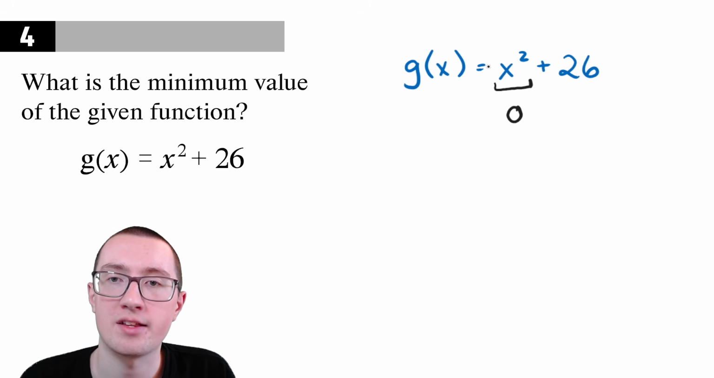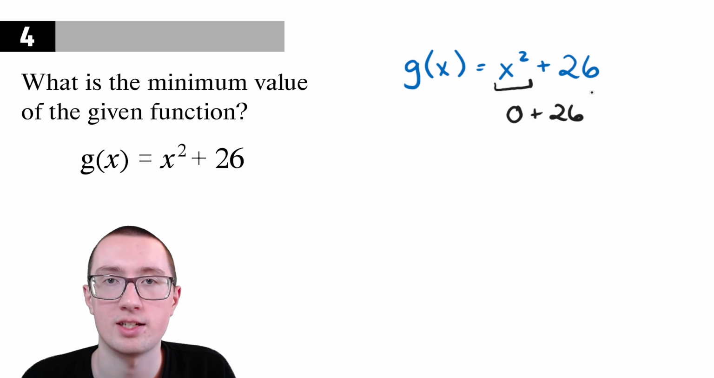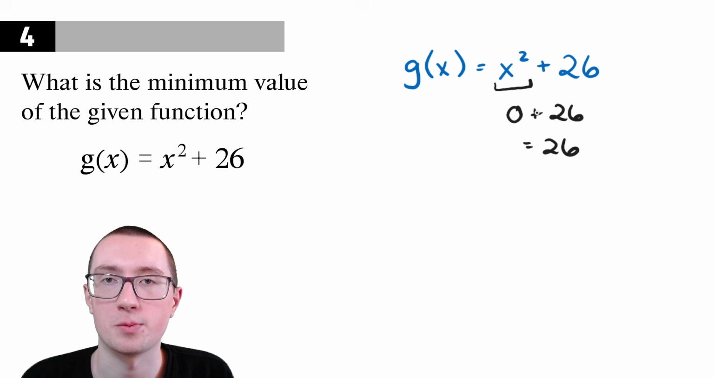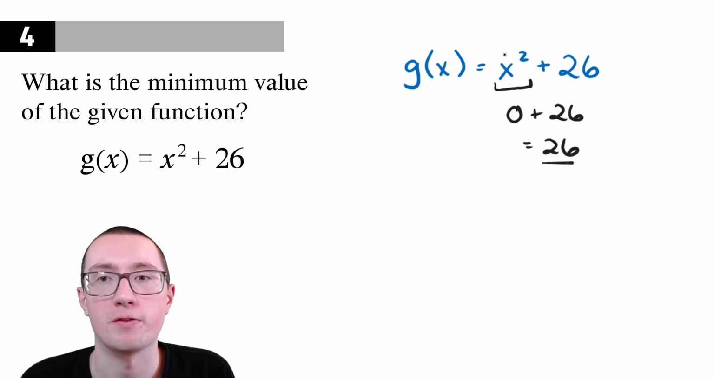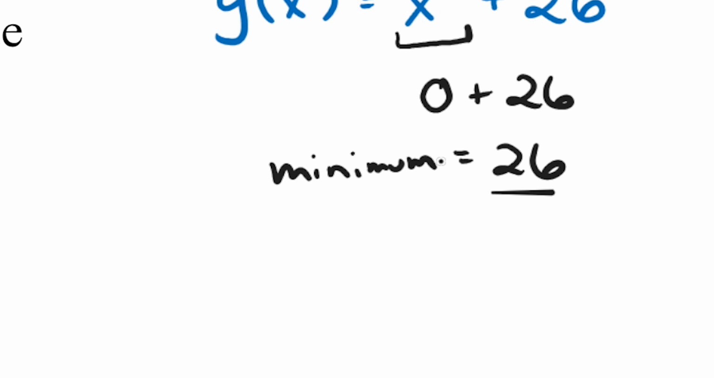But then we have to add this 0 to 26, because it's x squared plus 26. And 0 plus 26 is 26. So the lowest possible value that we can be getting from this function is 26. That's when x is equal to 0. If x is anything but 0, it's going to be more than 26. So 26 is the minimum value of this function.